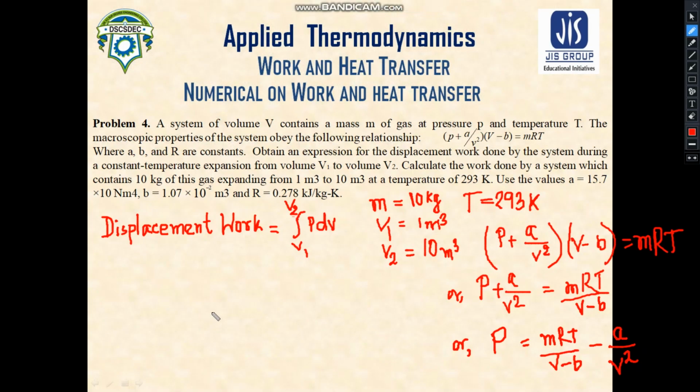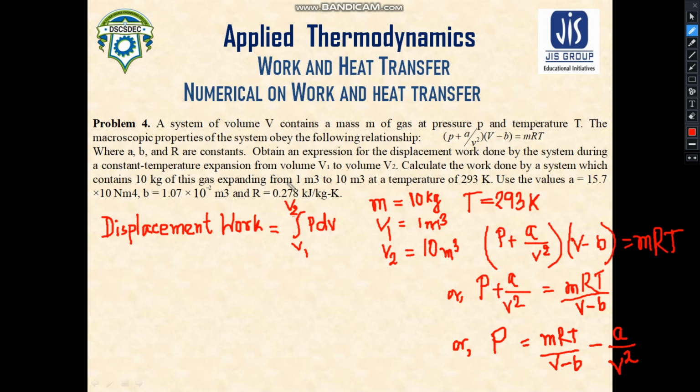So as you can see, the problem here, I have already told you, will involve a lot of calculations. A system of volume V contains a mass m of gas at pressure P and temperature T. The macroscopic properties of the system obey the following relationship. Okay, so the relationship is given to you here, where A, B, and R are constants.